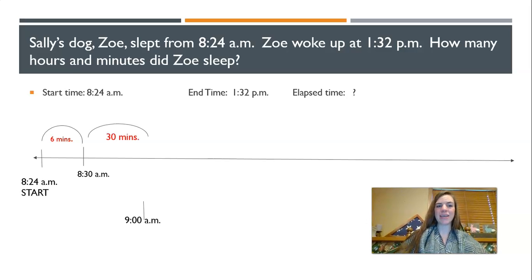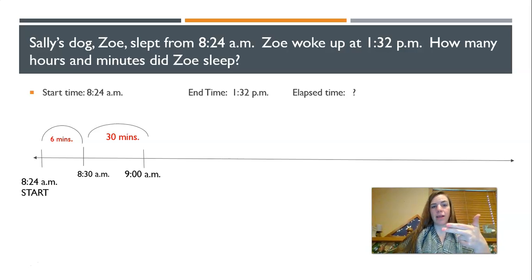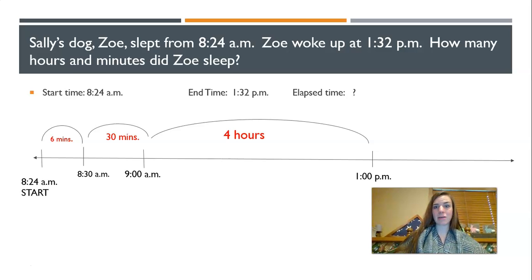And now instead of us doing 1 hour hops this time, we're going to do a whole 4 hour hop because I know I can go from 9 to 10, 10 to 11, 11 to 12, and 12 to 1 for 4 hours. So I'm going to jump 4 hours to bring me right away to 1 p.m. Easy, right? And now I still need those last 32 minutes. So I'm going to do my 30 minutes to bring me to 1:30 p.m. and those last final 2 minutes to bring me to a total of 1:32 p.m.